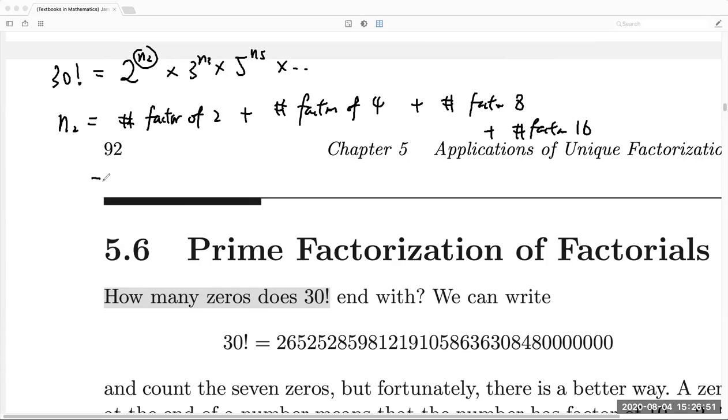And then the number of multiples of 2 is so easy. Just 30 divided by 2 is 15. Then the multiples of 4, not that difficult. You just 30 divided by 4. You get 7.5. Of course, you just take 7. So 30 divided by 8 should be 3 point something. Divided by 16 should be 1. So the answer should be 26.